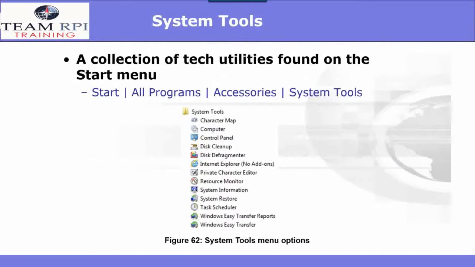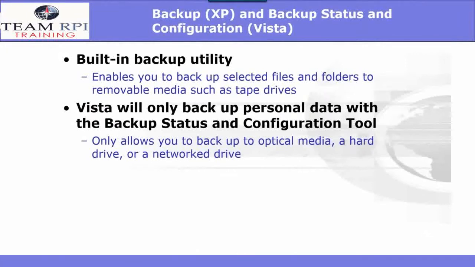System Tools is a collection of tech utilities found on the Start menu. Go to Start, All Programs, Accessories, and then System Tools. Here's what it should look like. Windows offers a built-in backup utility. It enables you to back up selected files and folders to removable media such as tape drives. Windows Vista will only back up your personal data with the Backup Status and Configuration tool. It only allows you to back up to optical media, a hard drive, or a network drive. You cannot back it up to the system itself.